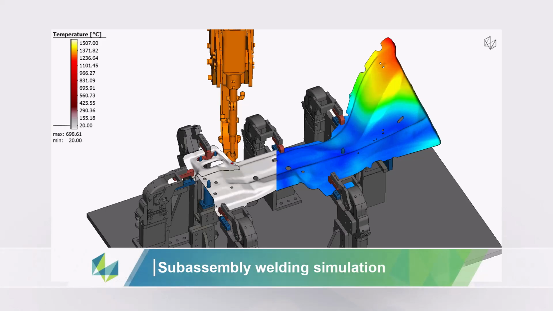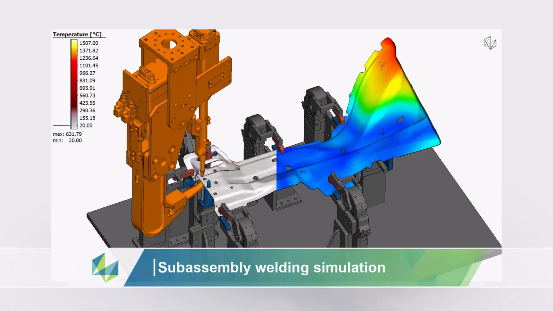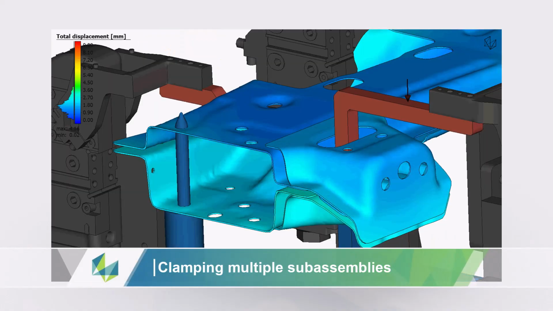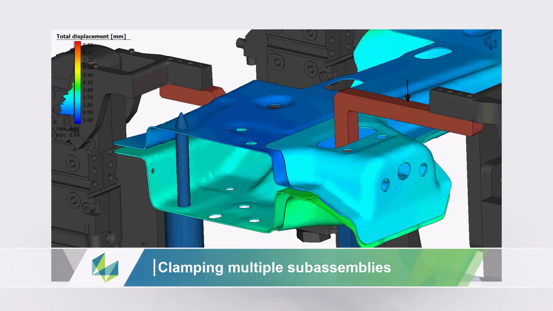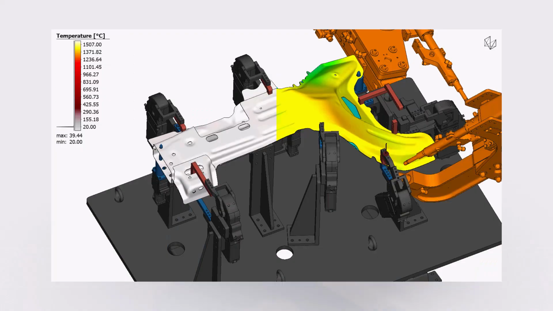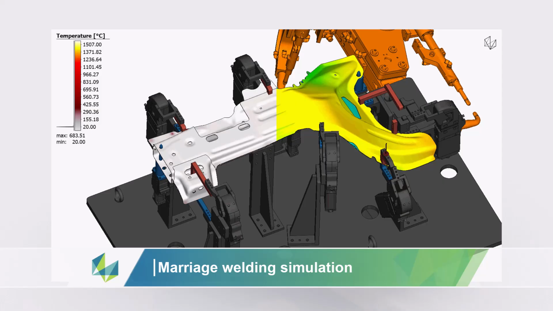Next, we're going to simulate the spot welding of the subassembly. Here, you can see each part is clamped into the fixture so that we can mate the two subassemblies together in the assembly fixture. Finally, we're going to weld the two subassemblies together in a marriage welding fixture.